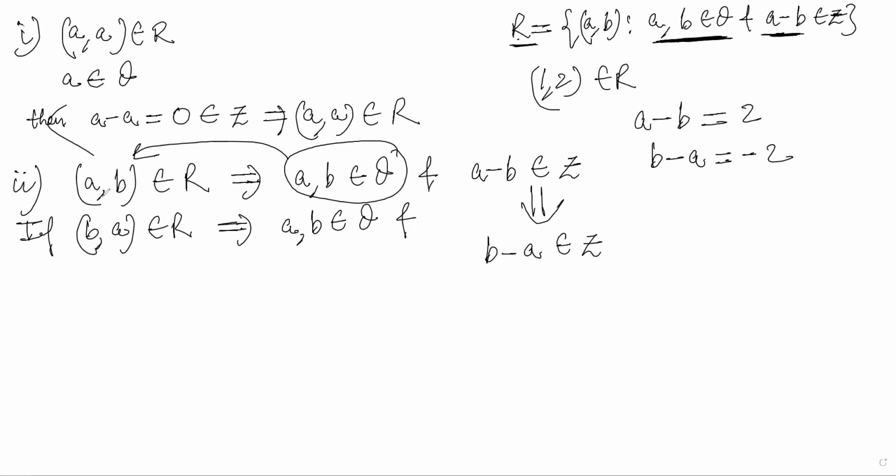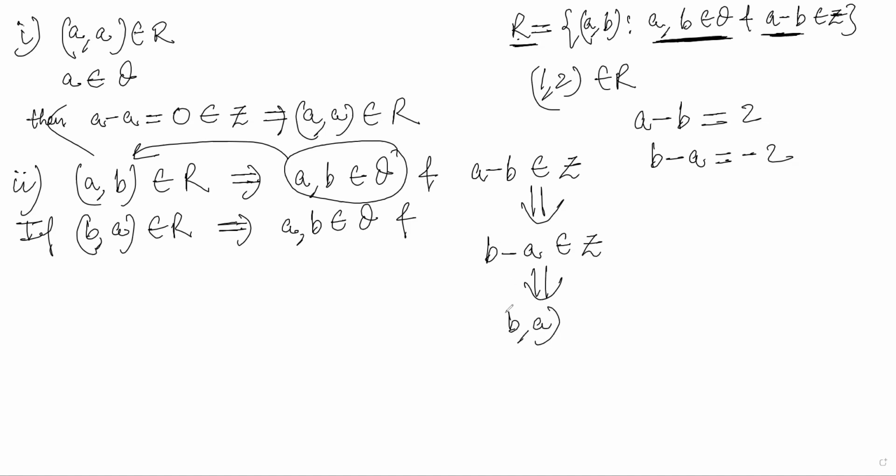So we should have started it like this, that A comma B belongs to R implies that A comma B belongs to Q and A minus B belongs to integers. Now when A minus B is an integer, it surely means that B minus A is also an integer. Now, belong to R? Yes.